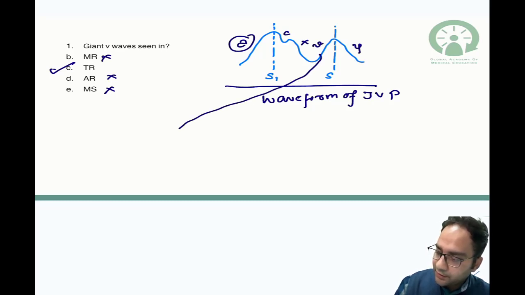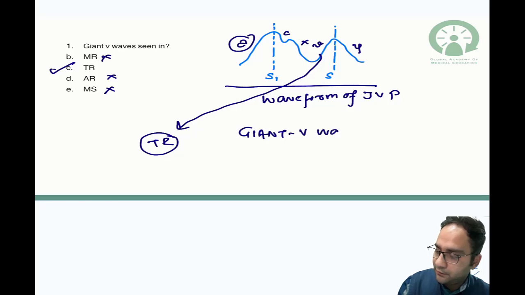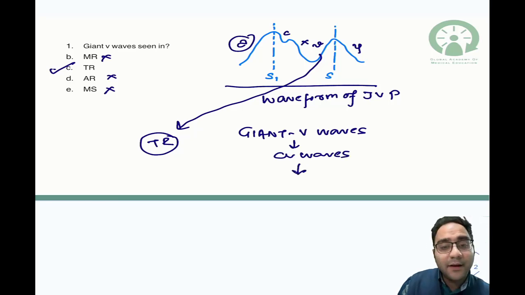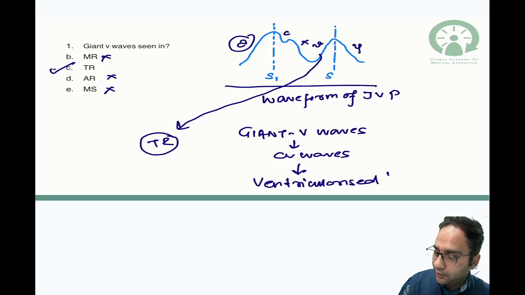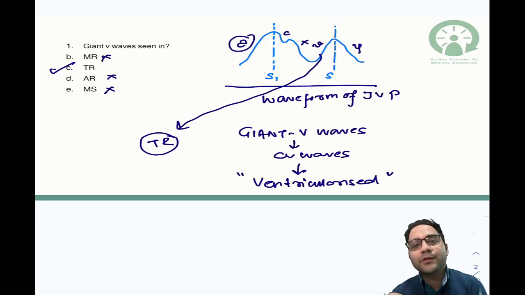In tricuspid regurgitation, what you get is giant V waves. You get giant V waves. They are also called CV waves. It is said that in tricuspid regurgitation, the waves can be ventricularized. Right? So the answer to this question is tricuspid regurgitation. There is only one answer to this.